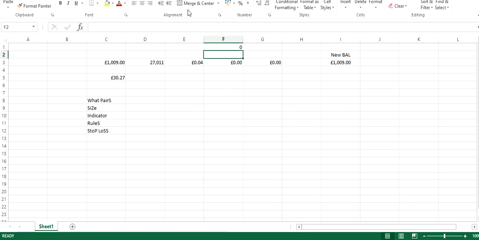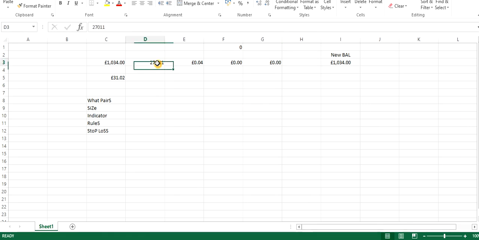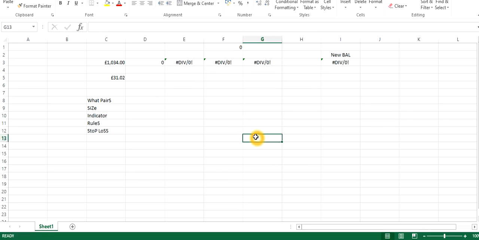Let's go to the Excel sheet. 1,354. That's £50 profit. Let's divide that by 2. There. This is your new account size. It's added that to that. So this is now your new account size: 1034. Okay. Let's reset that to 0. So this is after 2 trades.